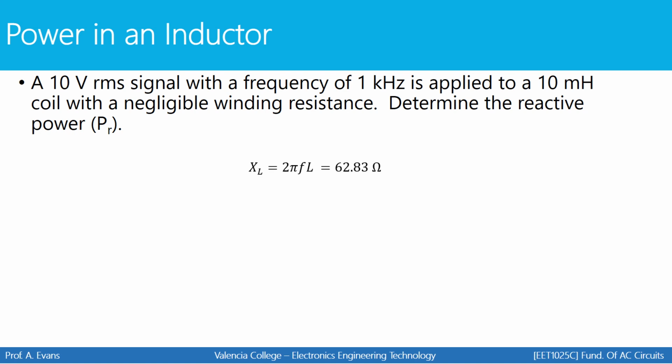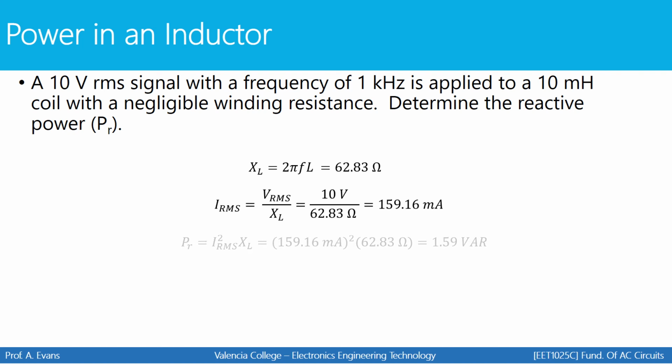In order to do that, we have to know the total inductive reactance. So you're going to do 2 pi times the frequency, 1 kilohertz, times the inductance, 10 millihenries. And then you can find the total current in the circuit by taking your RMS voltage divided by your inductive reactance. And then you can calculate power using that RMS current. This is not the only formula you could have used. You could have used any of the formulas for reactive power. This is just the one I happen to have chosen for this problem. All of those formulas will provide the same final answer, which is 1.59 VAR.